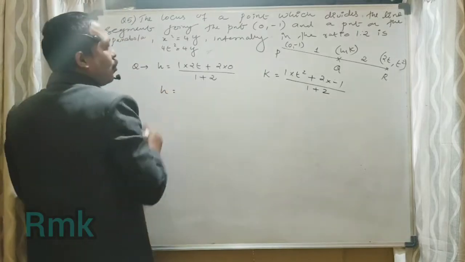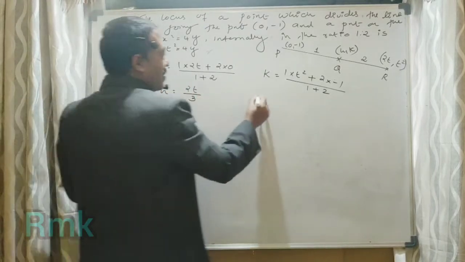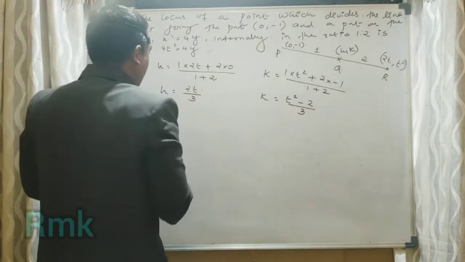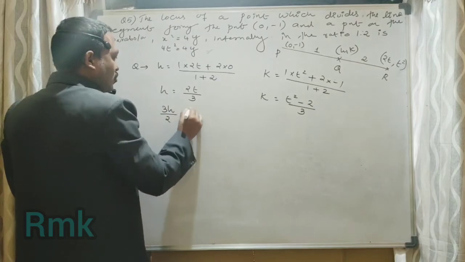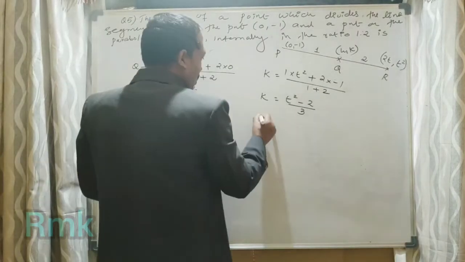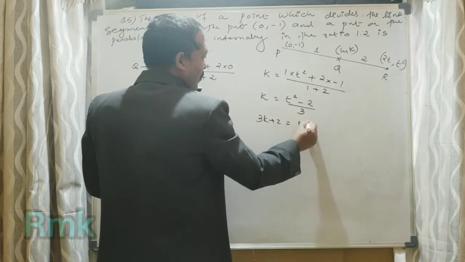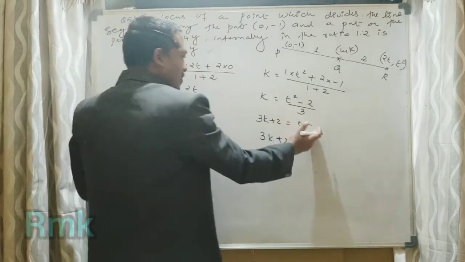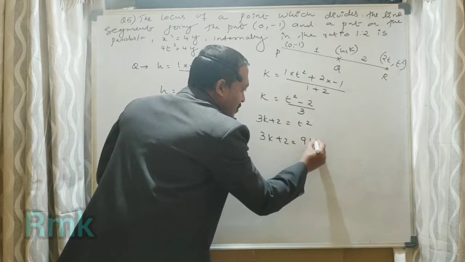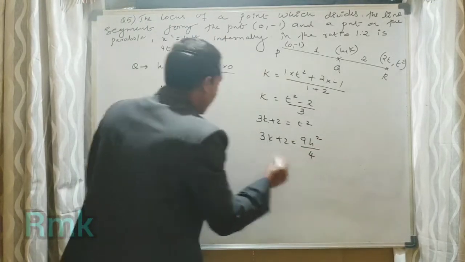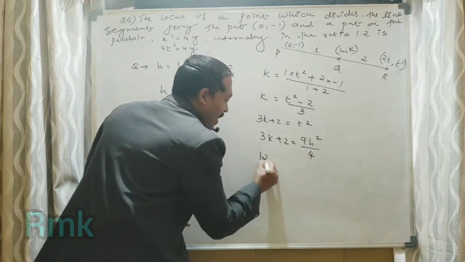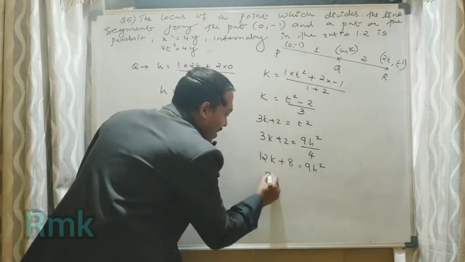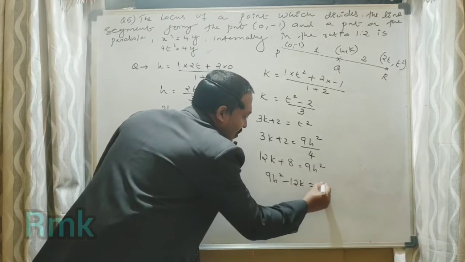That is h is equal to 2t by 3 and k is equal to t square minus 2 by 3. Find t from these two equations. 3h by 2 is equal to t. Here 3k plus 2 is equal to t square. That is 3k plus 2, using this t in this t square, that is 9h square by 4. T square is 9h square by 4. Crossing, 12k plus 8 is equal to 9h square. That is 9h square minus 12k is equal to 8.